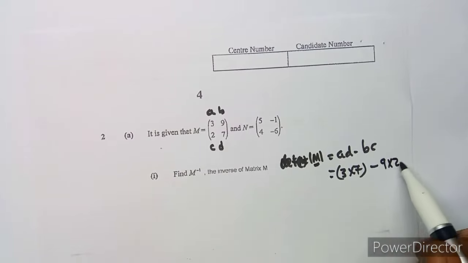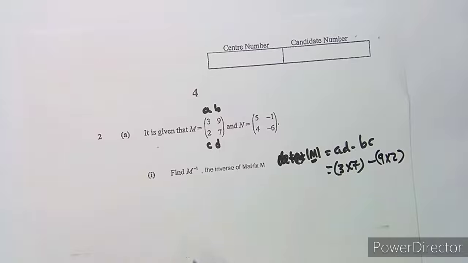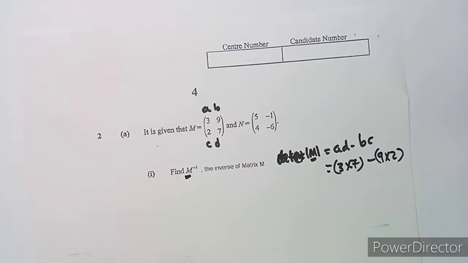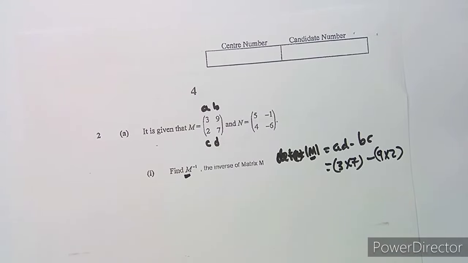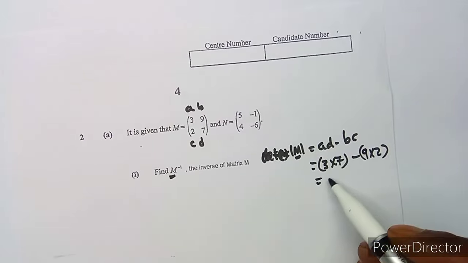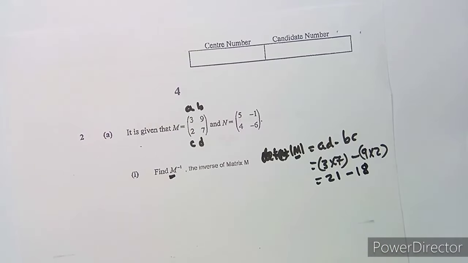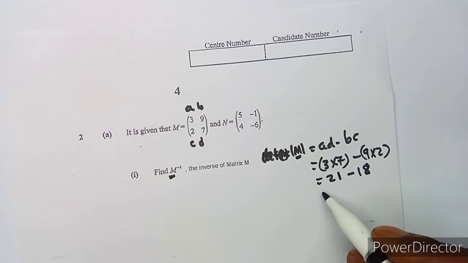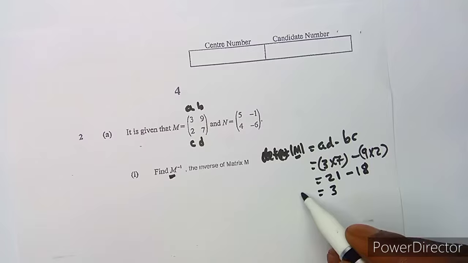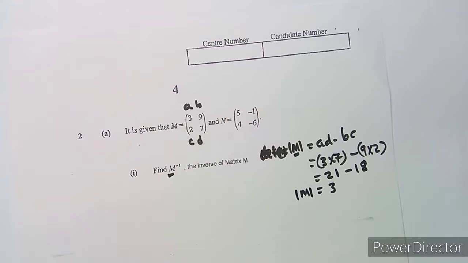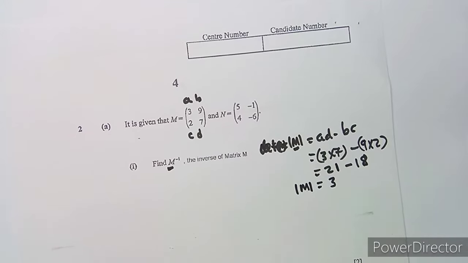9 times 2. Why are we calculating determinant while the question is talking of the inverse? It's a part of our answer that we need. All right, so we need this as our answer. So we are going to find here 21 minus 9 times 2, which is 18. All right, so in this case, if we are to subtract 21 minus 18, we are going to obtain 3. That is our determinant of M. So remember how you indicate your determinant.